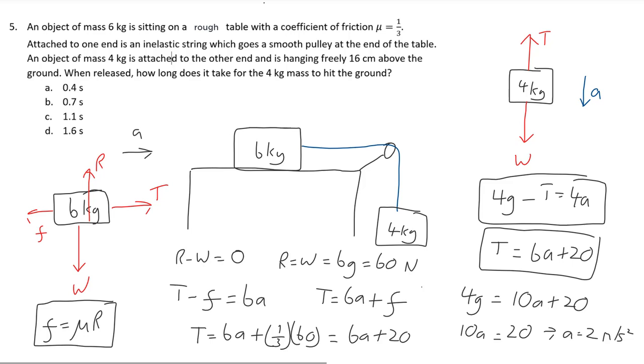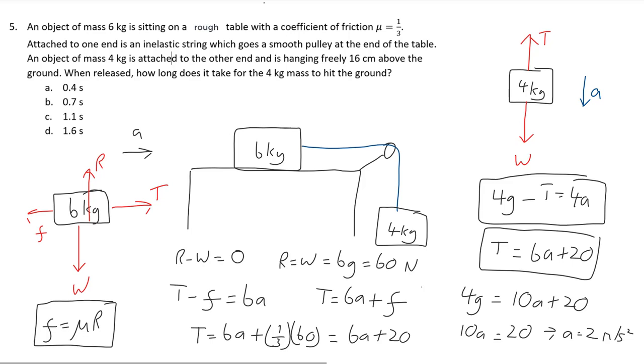How do we do that? Well, we haven't used some information we are given in the question. We are told that the 4 kilogram mass is initially 16 centimeters off the ground. Also, we are told that initially the object is simply released. That means its initial velocity is 0. The object is not pushed towards the ground, it is just let go. The initial velocity is 0.